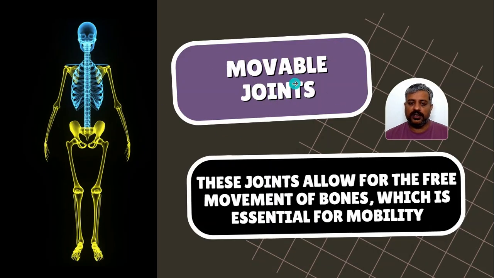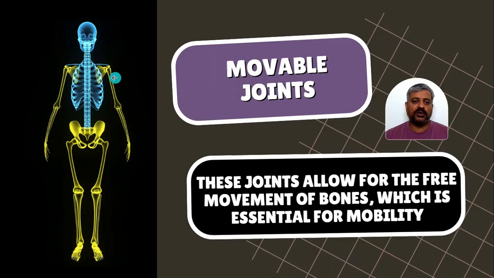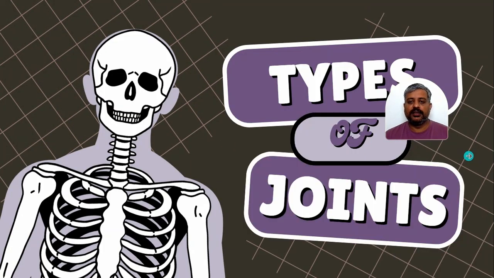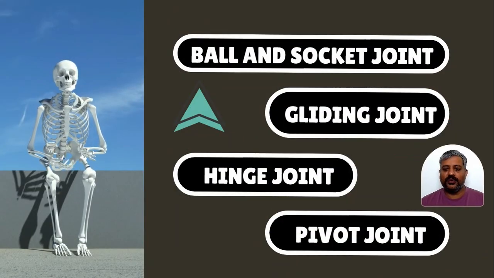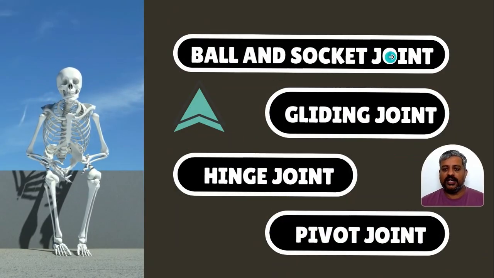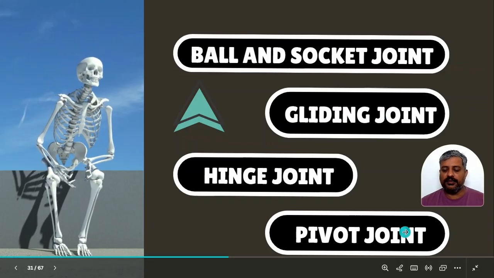Next, movable joints. These joints allow for the free movement of the bone, which is essential for mobility. So here you can see in the yellow ones, these are all the moving parts, right? These are joints which allow for the movement of the body. We saw the skeleton dancing, right? Now, the types of joints. Here we go. Ball and socket joint, gliding joint, hinge joint, and pivot joint.